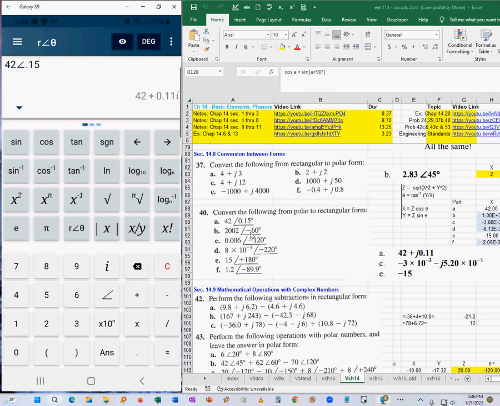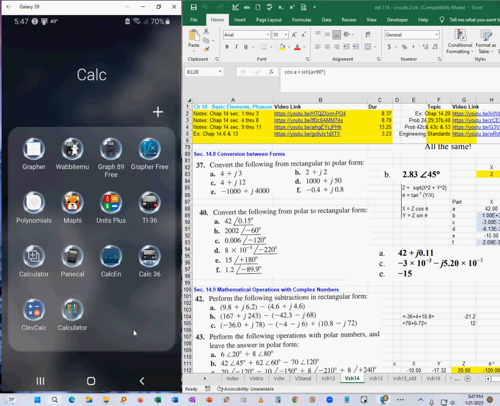Now, let's do one that's a little bit harder. 8 times 10 to the negative 3 at an angle of negative 220. So 8 times 10 to the negative 3 is 0.008 angle of negative 220. This is it in rectangular form, and going back to here.